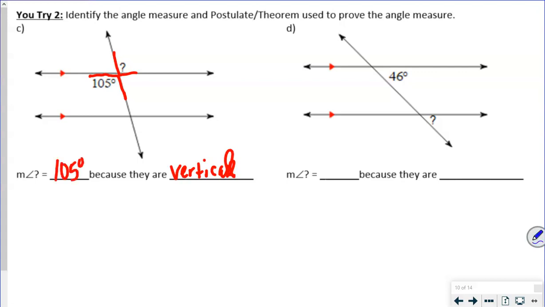All right, here's our last one, 46 and question mark. So these are on the same side of the transversal and the same side of the parallel lines. So they are going to be congruent, right? So this is going to be 46 degrees, right? And that means they are corresponding angles. Okay, corresponding means in the same place, okay?